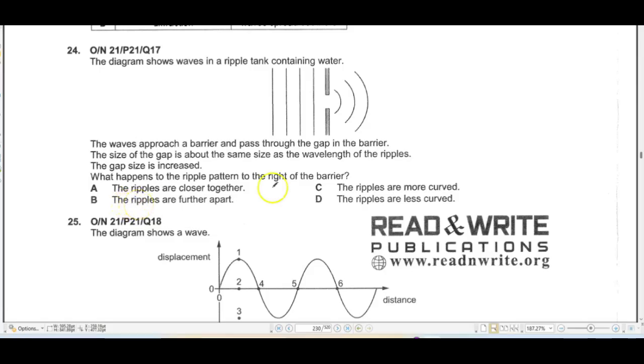So the ripples are not going to be more curved. The ripples are less curved, and we can also say that D is our correct option. The ripples being closer together or further apart does not depend on the gap. This would mean that the wavelength is being changed. Okay, the wavelength is not being changed. The gap is becoming wider or smaller, so the wavelength is not changed. So these two won't apply over here. Okay, and the ripples are going to be less curved as the distance over here increases. So diffraction is going to be lesser.